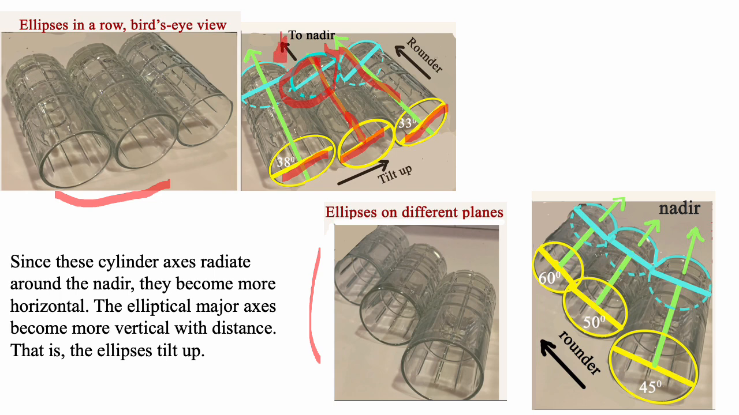For ellipses on different planes, we again see ellipses tilting up with distance because they must remain perpendicular to the cylinder axes. But this one is rounder than this one down here because this distant one is closer to the center of vision.